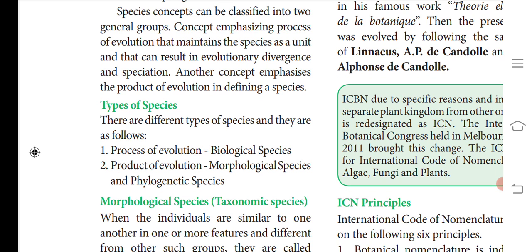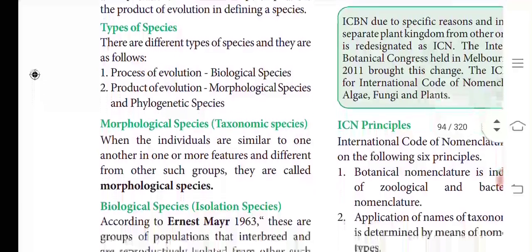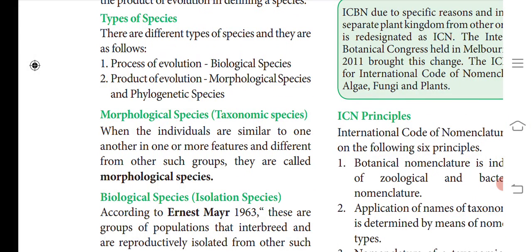If there is a cross between two different species, okay, they may come under the same genus, but they are two different species. Then the offspring, the young one produced between two different species, could be sterile. Okay, there is most of the chance that when there is breeding between two different species, there is a chance for it to be sterile. Okay, so types of species: there are different types of species, and they are a process and product of evolution.